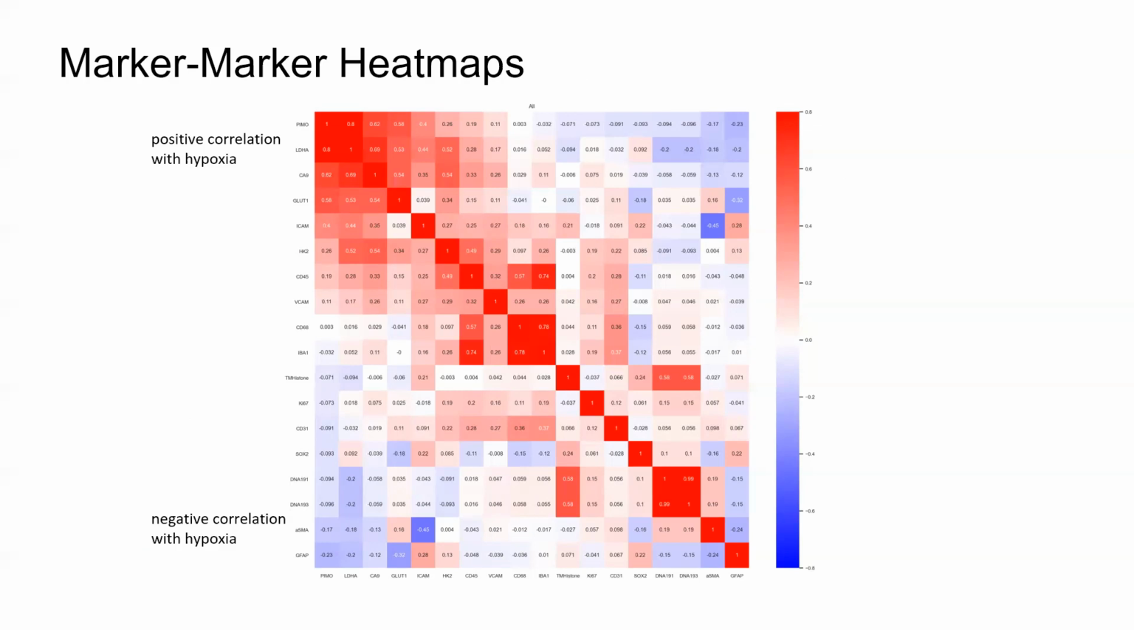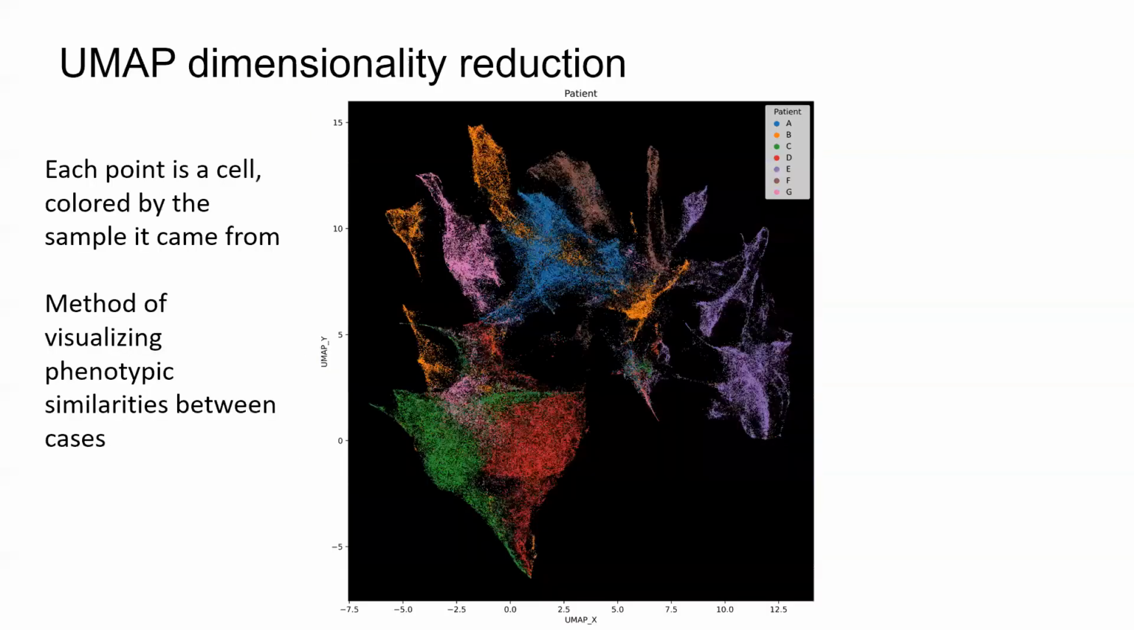And interestingly enough, markers such as vasculature, CD31, or markers associated with vasculature, such as alpha SMA, typically have a negative correlation with hypoxia. But again, this is a great way of simply determining whether or not any two markers in your panel of antibodies are correlated with one another.